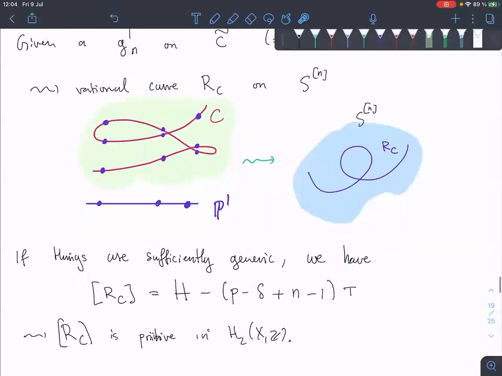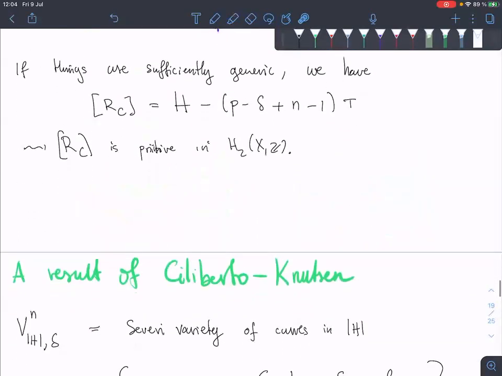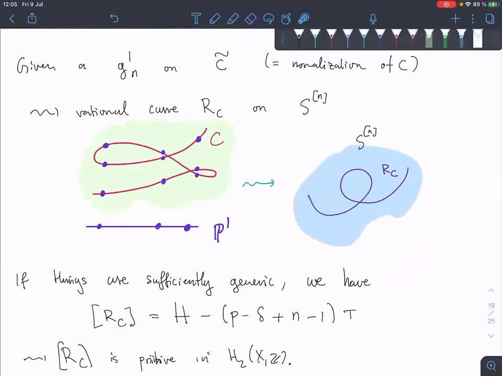And what you could do is first of all compute the class of the curve you get, and check that it's primitive inside the cohomology group. And the hard part is to prove that the dimension is actually as low as possible, namely 2n minus 1, and 2n minus 2.